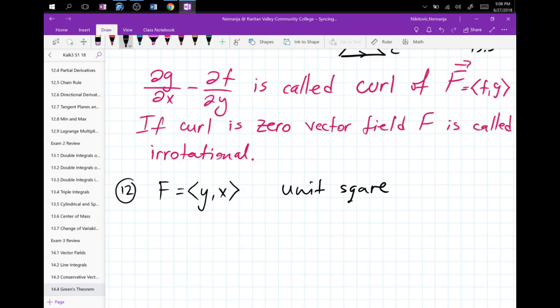So the unit square is (0,0), (1,0), (1,1), and (0,1), right? That's the unit square. All right, so we are on the unit square. It's very quick to compute this. We are looking at the square. We know it's connected.